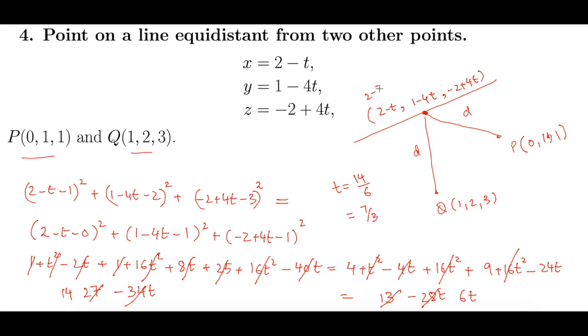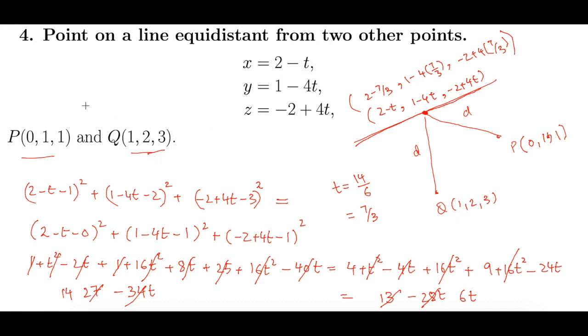So my answer is 2 minus 7 over 3, 1 minus 4 times 7 over 3, and minus 2 plus 4 times 7 over 3. So whatever these numbers are, this is the point whose distance from these 2 points is the same, and it also lies on this line. So this was very simple. It was a little bit lengthy because we had to do some algebra here, but it's not hard.